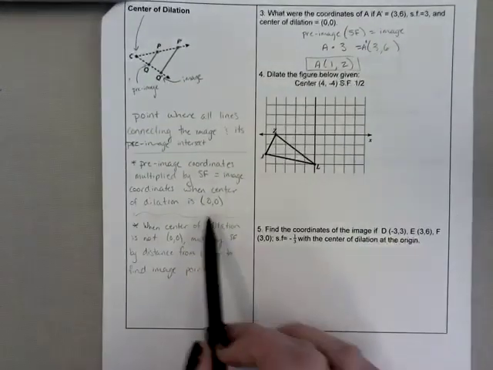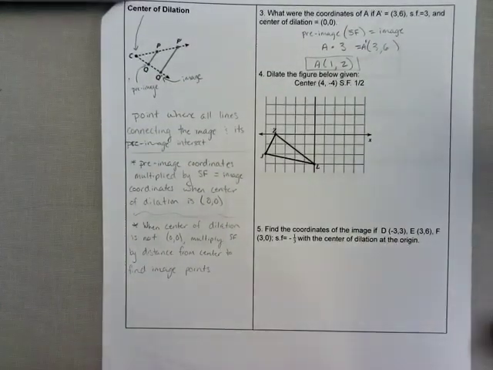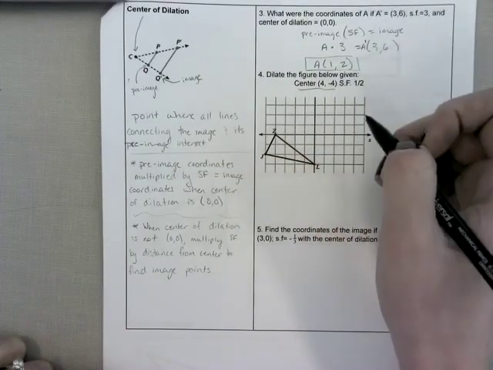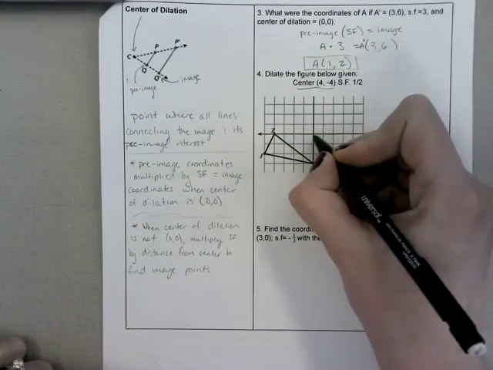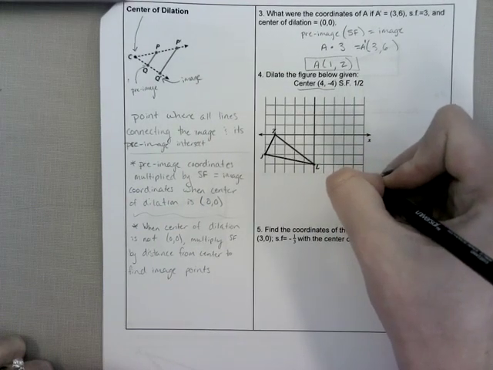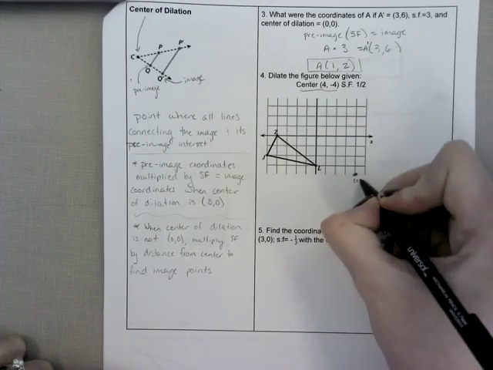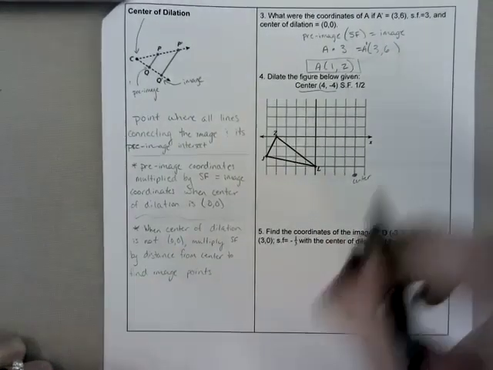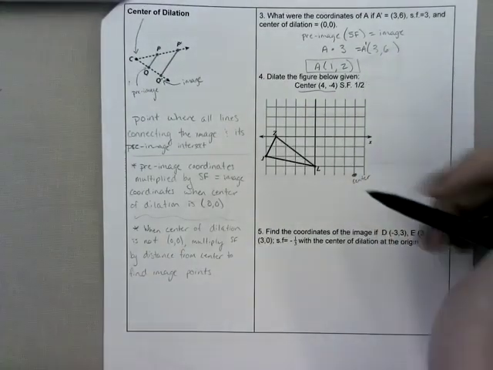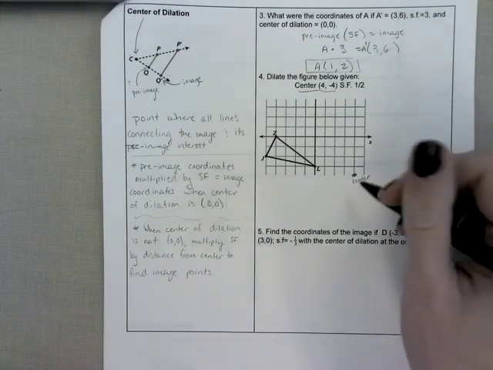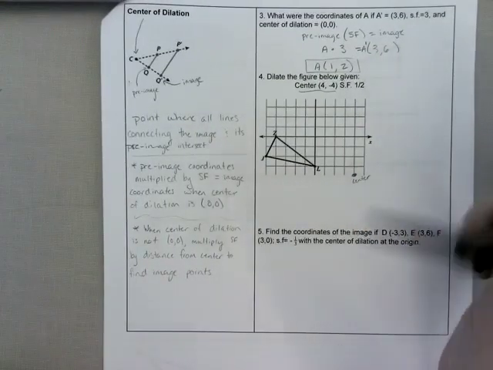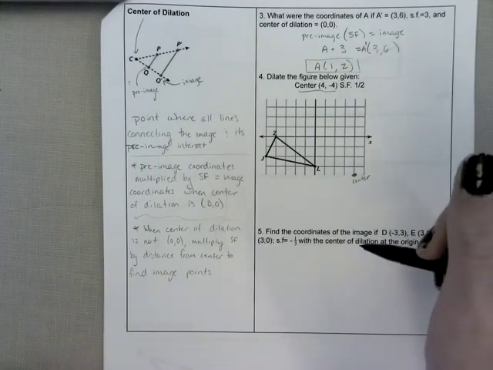Okay, now we're going to look at one that's not centered at 0, 0. So this is what this last part is talking about. The first thing I'm going to do is plot the point. They want me to use the center 4, negative 4. So here's 0, 0. So 4 and then negative 4 is my center of dilation. Okay, so that's my center. We're going to dilate this by a scale factor of 1/2, so it's going to shrink, okay? And because my center is not 0, 0, I can't just multiply the coordinates by 1/2. Instead, we're going to look at the distances.